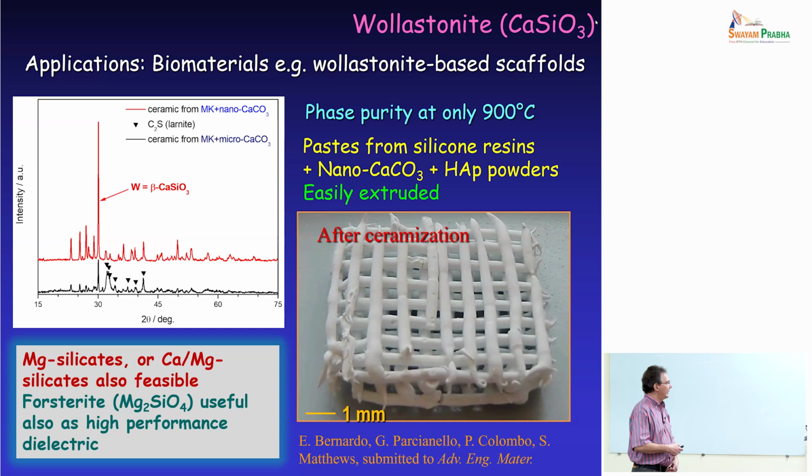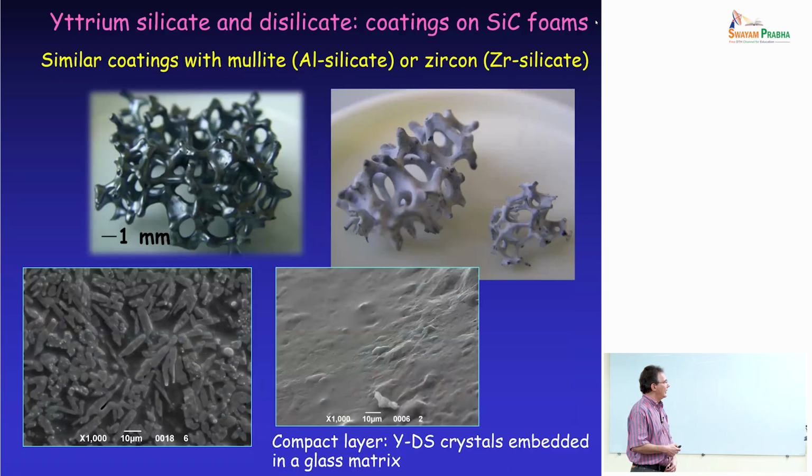This is very old, but we can generate a wide range of bioceramics with this approach. We can also use this filled preceramic polymer approach to make coatings. And in this case, we made yttrium disilicate coating on silicon carbide to protect from oxidation.